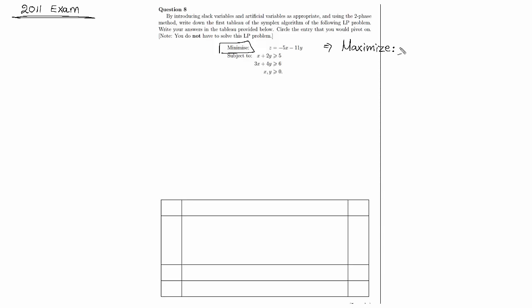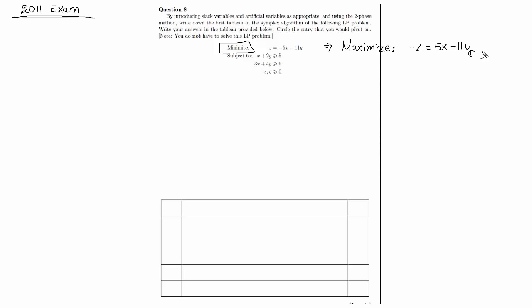In order to turn it into a maximize problem, we need to multiply the objective function by -1. So we will have minus z equals 5x plus 11y. Now we can look at the constraints and introduce the slack and artificial variables. Using the two-phase method, we introduce artificial variables for each constraint that is greater than or equal to some constant, or otherwise we can say that we add an artificial variable for each negative slack variable in our constraint.